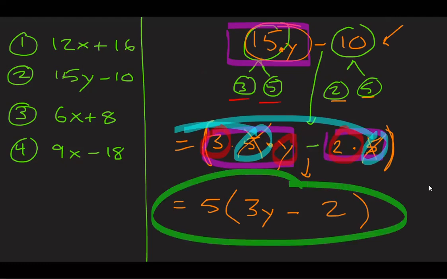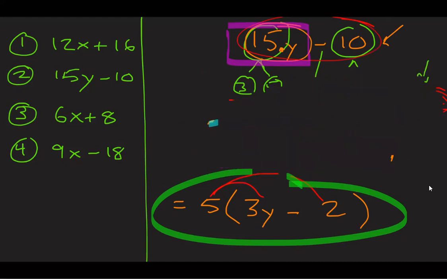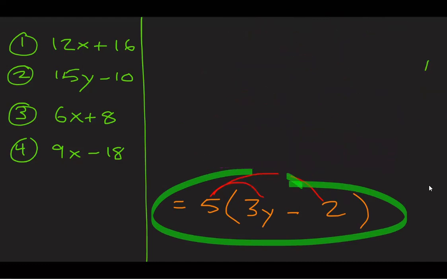Again, you could double check your work. 5 times 3y would give us 15y. 5 times negative 2 is negative 10. We get 15y minus 10, which is what we started with, so we know we did it correctly. But again, this was just double checking. That's not part of our answer. So just the green circled part down here is our answer.